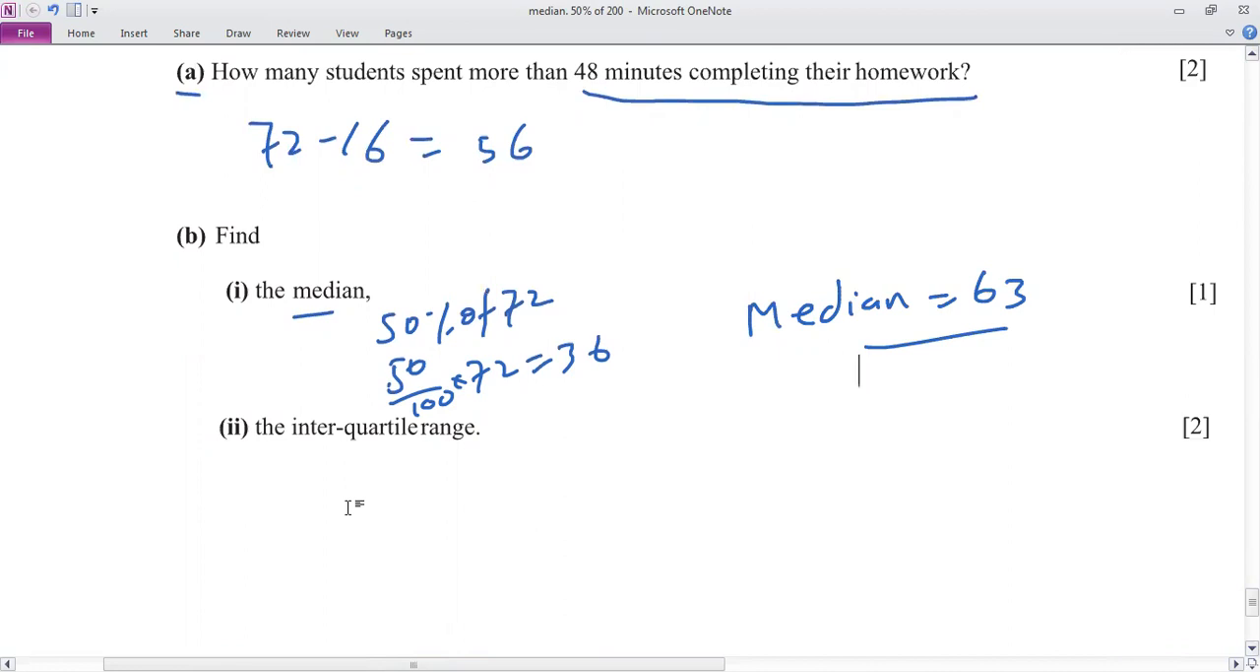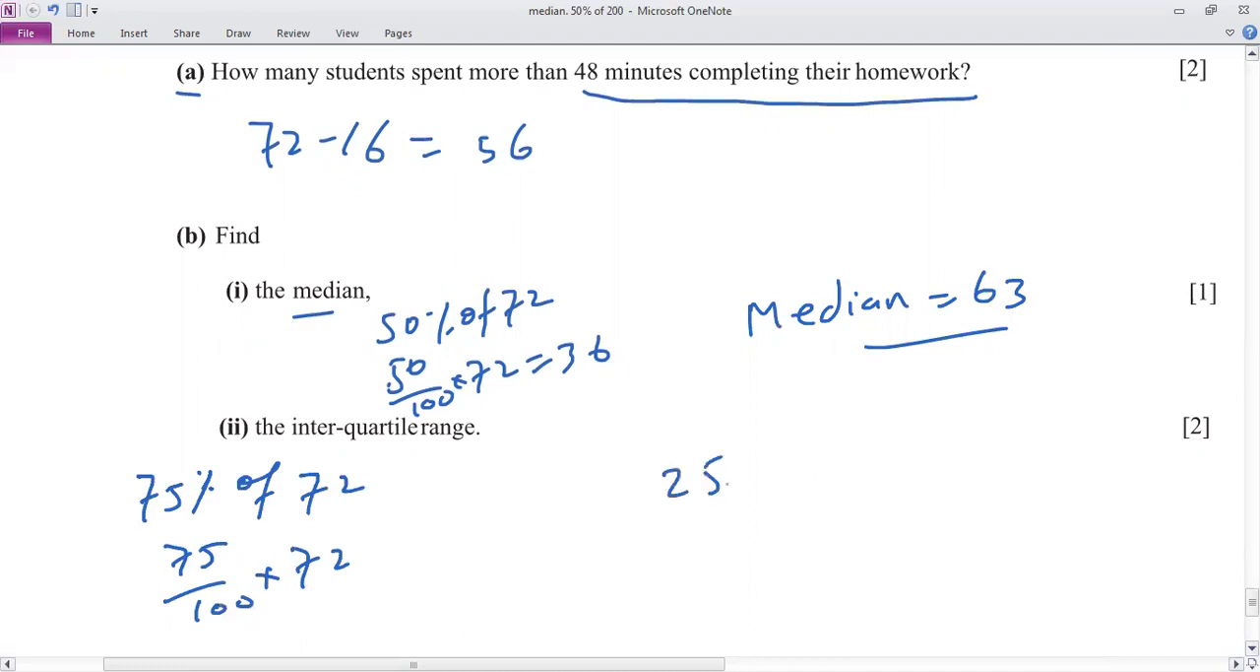Now interquartile range, Q3 minus Q1. So first, what will be Q3? 75% of total. 75 over 100 times 72. What will it be? And 25% is 25% of 72. That will be Q1. So 25 over 100 times 72. What will be this one? Please calculate and let me know. And what will this be? 54. And what about this one?